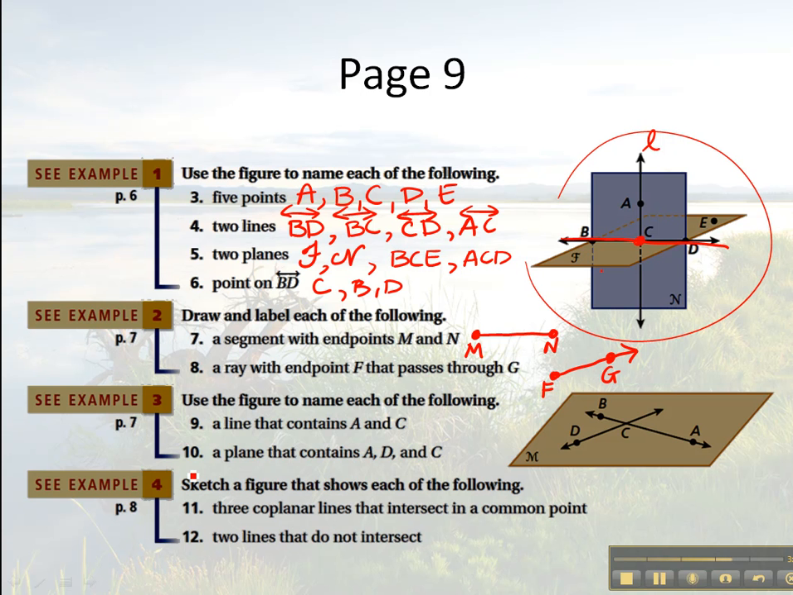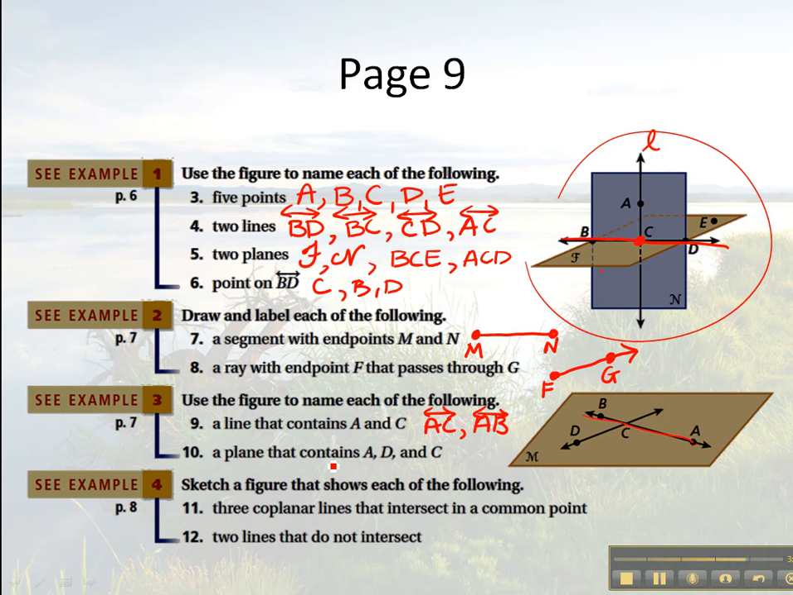Example 3 is the figure to name each of the following. So a line that contains A and C, you really don't even need the diagram because we know that to write a line, we just put 2 points with a line on top. So if it has A and C on the line, you can just write it like that. You could also answer that question with AB, for example, since that's the same line.